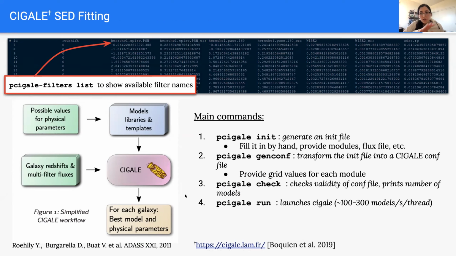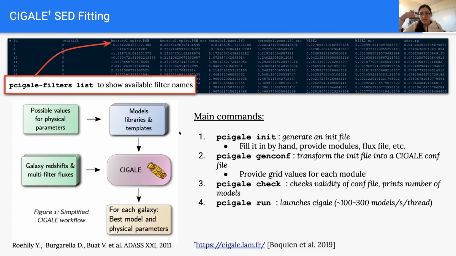So when using CIGALE, the great thing is you only have to provide 2 things. The first is the input file with the fluxes in millijanskis for each filter you choose and redshift for each galaxy. An example file is shown here on the top of the slide, where you can list all the available filters with pcigale filters list.